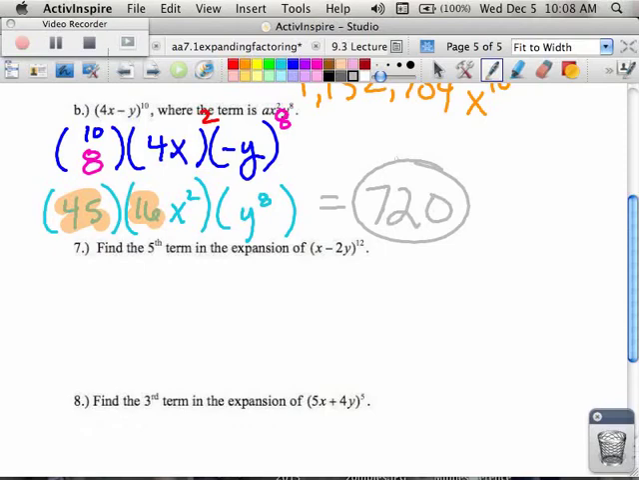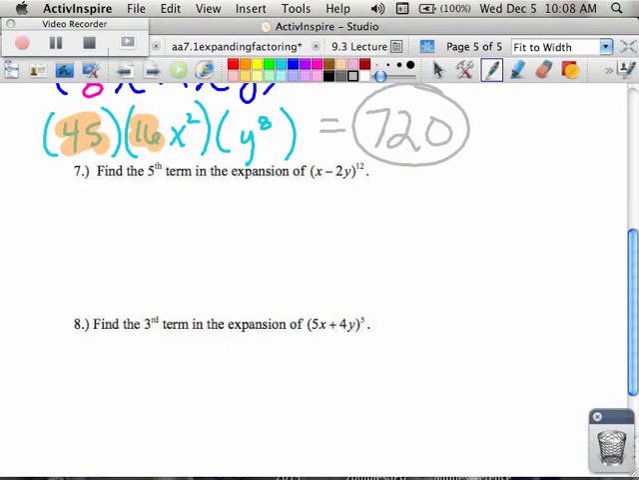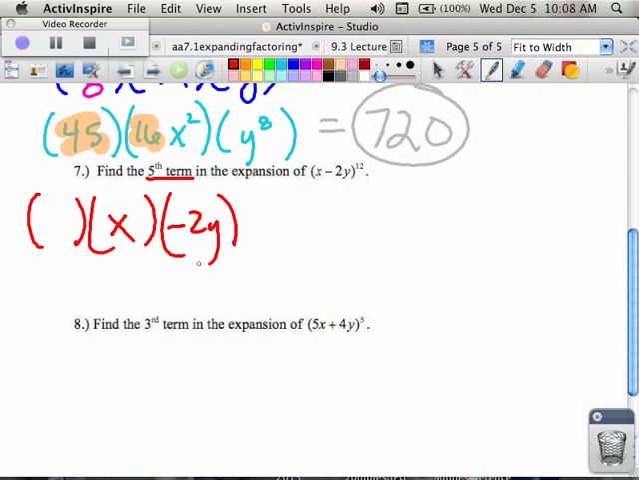In number 7 and 8, this is a little bit different because they're not asking for the coefficient, they're asking for the whole term. The process is exactly the same, really, as we had in the previous example with 2 parts, but you want the whole thing this time. So when they say find the 5th term, I know again that I start with 3 parentheses. 1, 2, 3. I know that in the middle parentheses, it's an x. I know in the last one, it's minus 2y. I know the top number is 12.